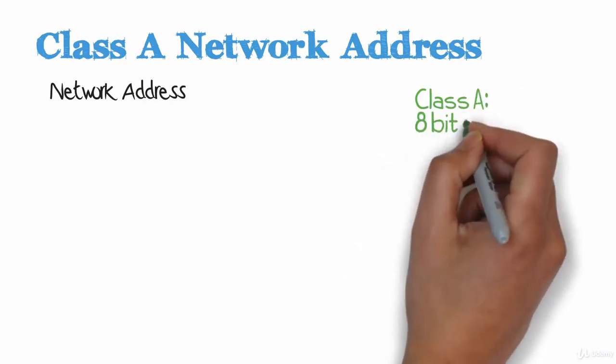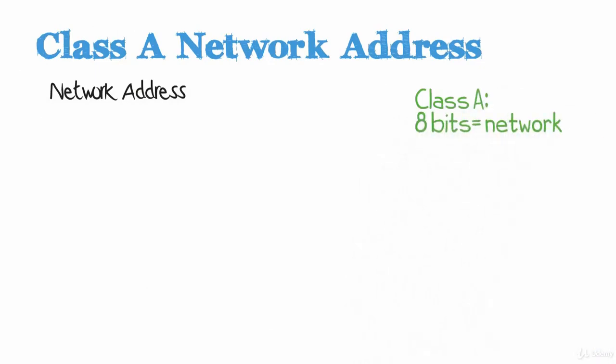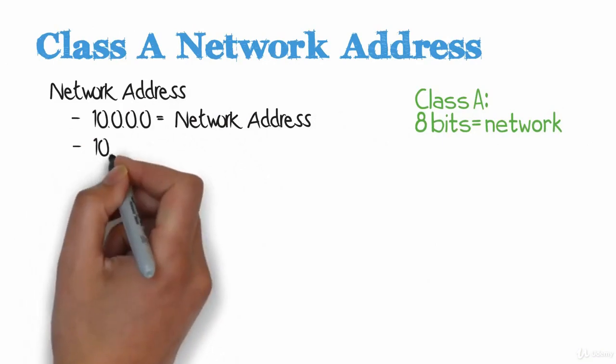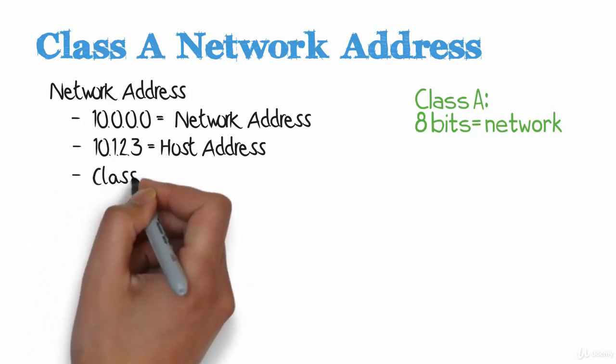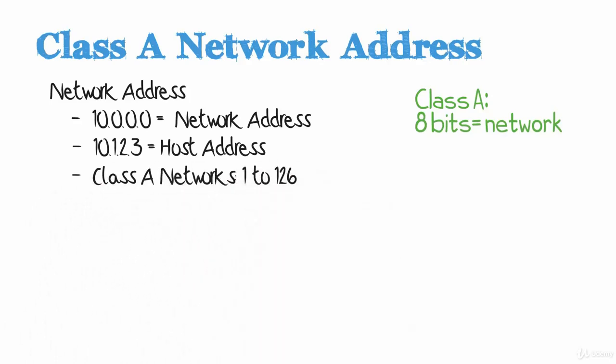So, a Class A address uses the first 8 bits as the network portion. So in a pure Class A address, the first 8 bits are network. So in this example, we've got network 10.0.0.0, so that's the network address, and we have an IP address of 10.1.2.3, which is the address configured on a host. So this is the host portion of the address, and this is the network portion of the address. Class A networks are once again in the range 1 to 126 in the first octet.